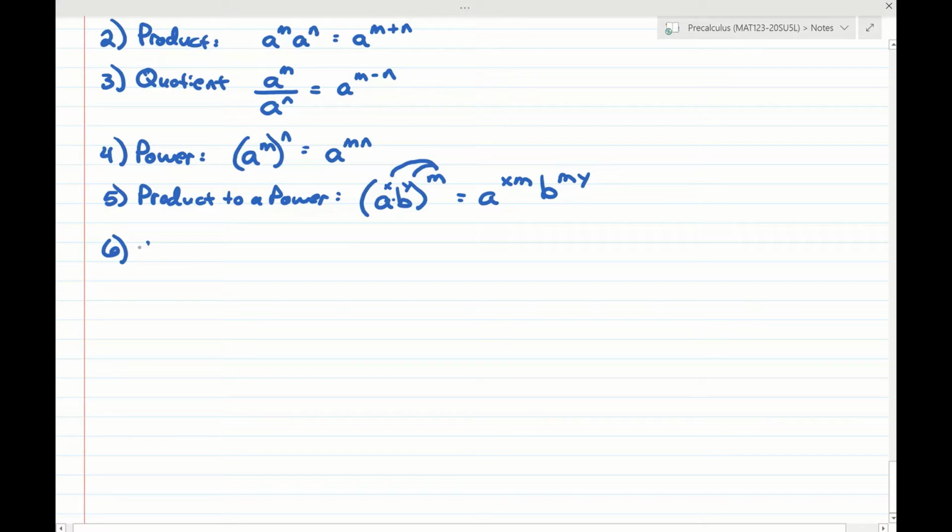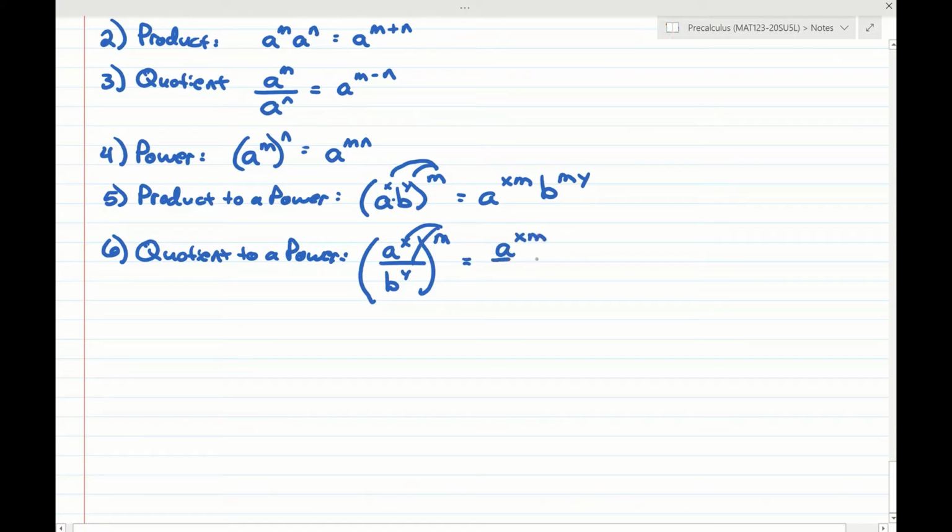Property number 6 is a quotient to a power. And this is similar to the last one we just did, but if we have a quotient and we're raising them to a power, again, we could distribute that power as long as the inside's not over addition or subtraction. So this would be a to the xm divided by b to the ym.